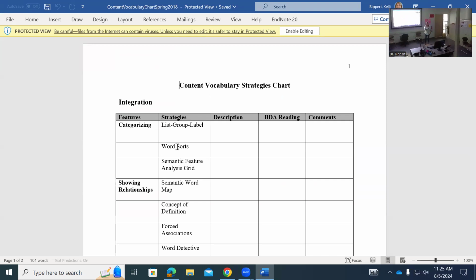BDA. Y'all know what that means now, right? Will I use it before they approach a text or a video or whatever? Will I use it while they're in the text, or am I going to use it as a short, quick assessment at the end? You can say more than one. And we talked about how some of these do apply to more than one of those things. And then any comments you want. You don't have to even fill out that last column unless you really want to.